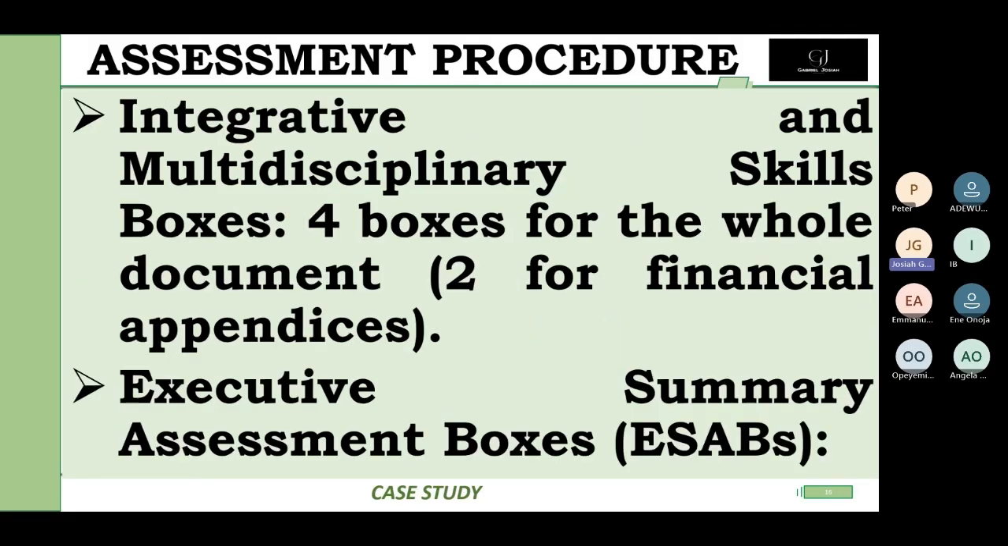Very important. So the integrative and multidisciplinary skills have 4 boxes for the whole document. 2 of those boxes are for the financial appendix, requirement 1 and 2. We'll be looking at that as we go on in the class. We also have the executive summary assessment box, which is very important. Without the executive summary, which is 20% of the total 100 marks, you cannot pass case study. The examiner is clear on that. It's just 20%, but without it, you cannot pass case study. So an executive summary is a prerequisite to passing the case study paper.